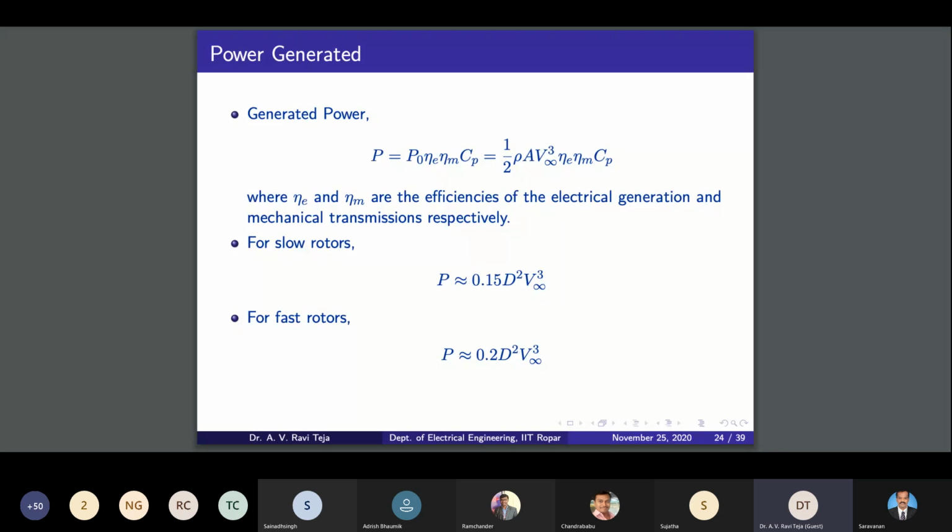Then again you have to do the entire iterative process and finally decide upon the ratings of the converter and machine, and after that you will get the power required to be generated at the turbine side. So that power, again, you will compute the diameter, and then you will see whether this is at least practically feasible or not.